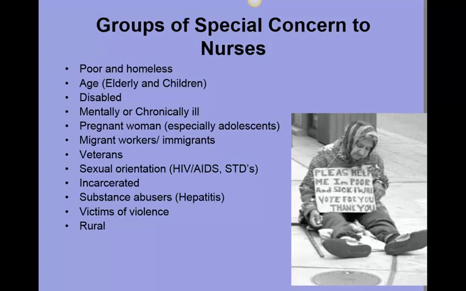Groups of special concern are going to be your poor and your homeless. Age: if you're elderly or you're a child, those are vulnerable populations. The disabled, the mentally ill, pregnant women, migrant workers, veterans. So vulnerability is defined by race, ethnicity, socioeconomic status, geography, gender, age, or disability status.